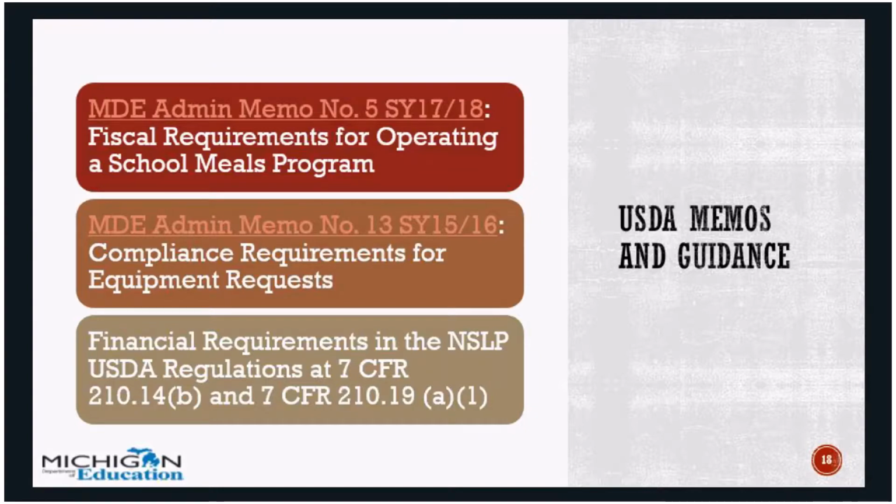In addition, the NSLP resource management net cash resource regulations are found at 7 CFR 210.14(b), along with monitoring requirements of net cash resources, which can be found at 7 CFR 210.19(a)(1).